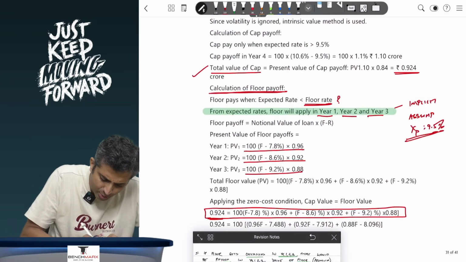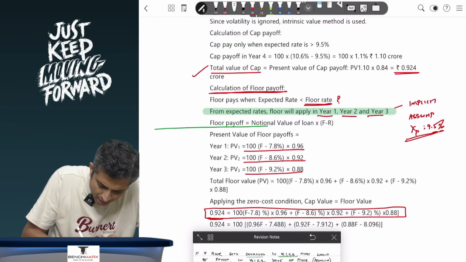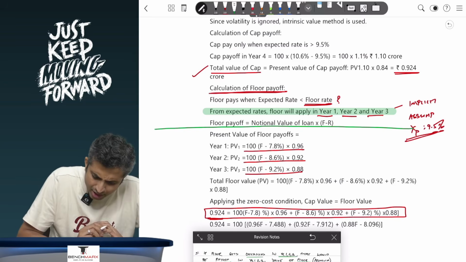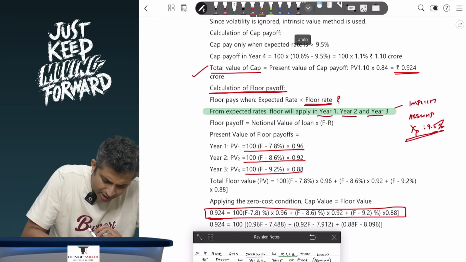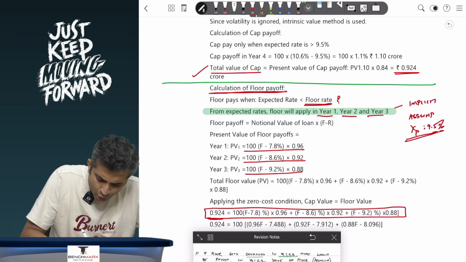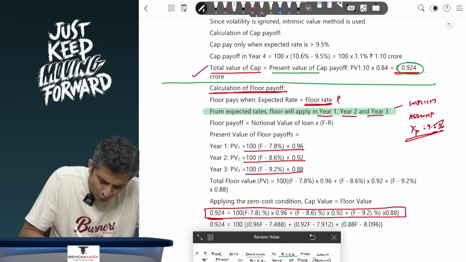Till this point, I would say that this kind of works properly. Over here, just a second. So this is total value of the cap, the present value of the cap payoff, which is 0.924, which is also the floor value.